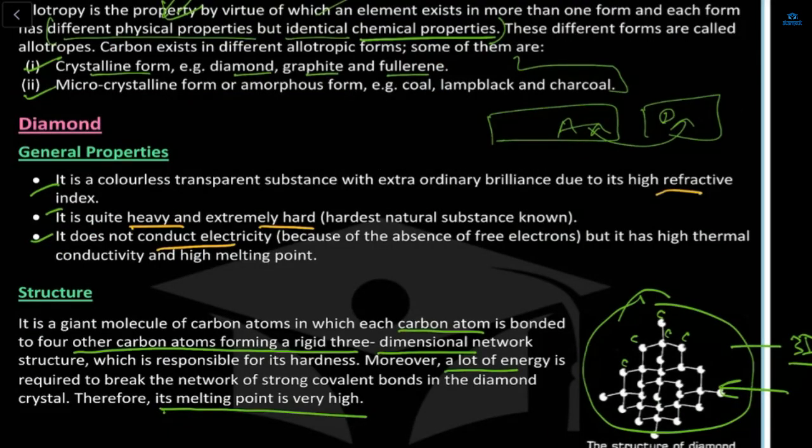Is diamond a metal or non-metal? Non-metal. It's a colorless, transparent substance with extraordinary brilliance due to its high refractive index. We can see through a diamond, like from one side we can easily see the other side, so it's transparent. It is very heavy, very expensive.